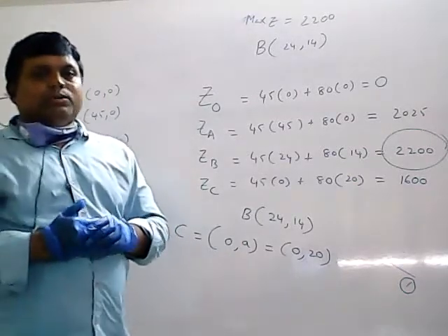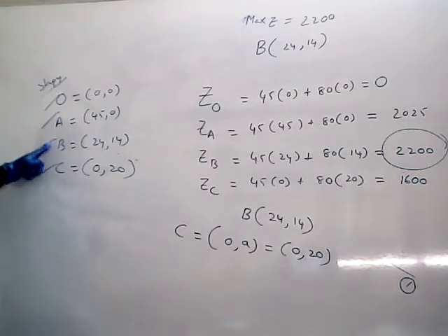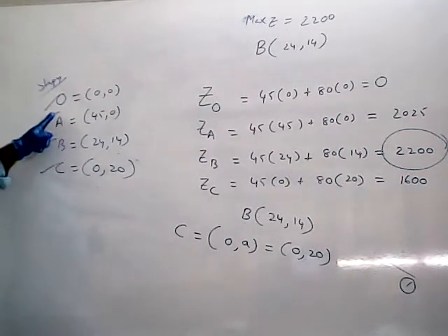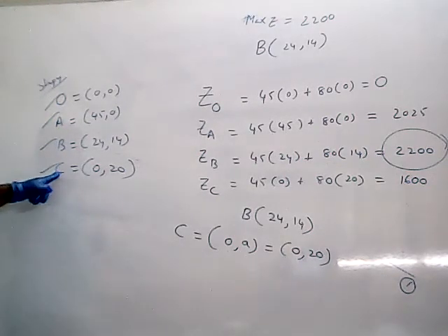Next is step number 4. Step number 4 is that you have to identify the corner points of the feasible region. The O point, A point, B point, and C point you have to identify. So I have identified O, A, B, C points.